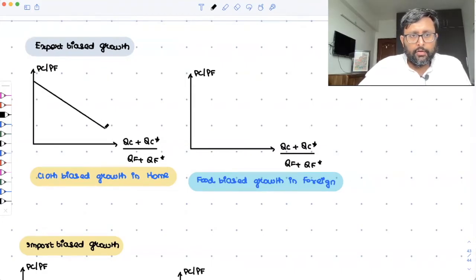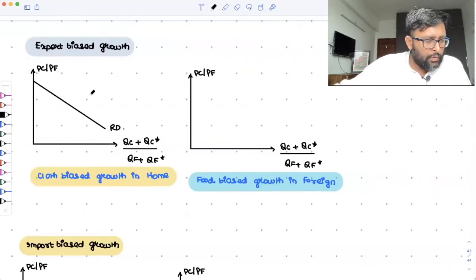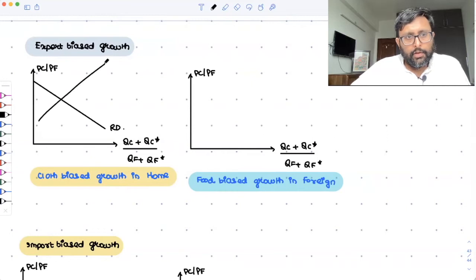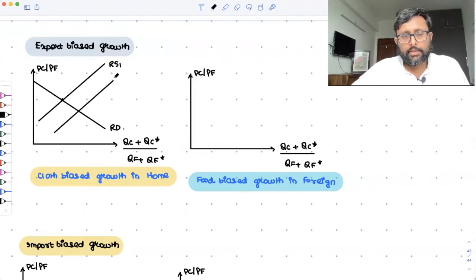So you have the relative demand curve. And you have the relative supply curve initially. Now, because of the export bias growth, QC is going to increase, so this expression is going to increase, and hence the relative supply curve is going to shift downwards.